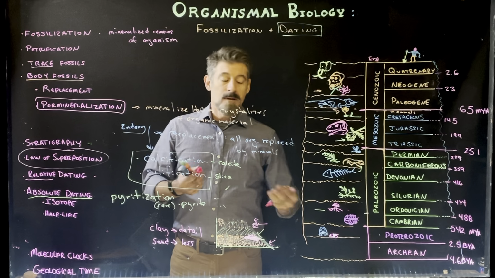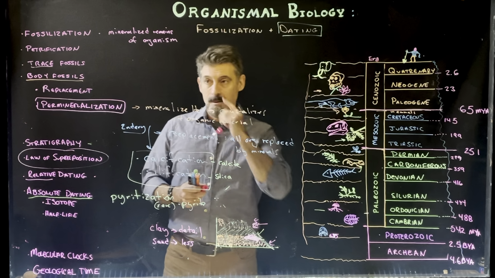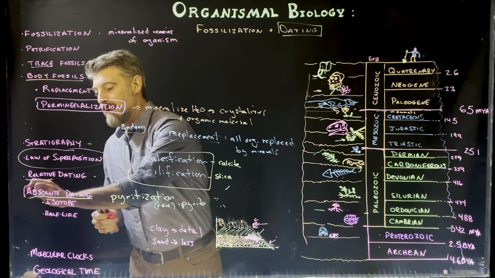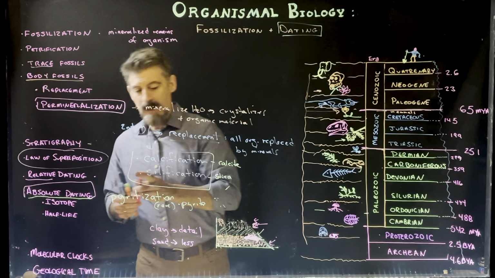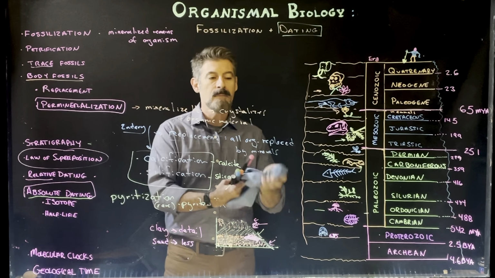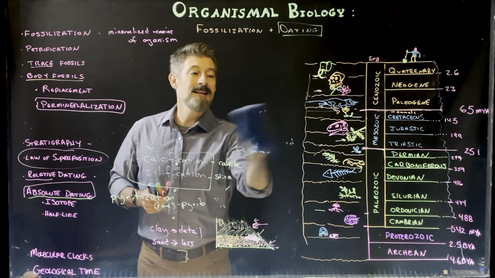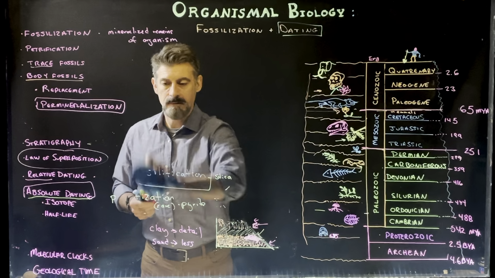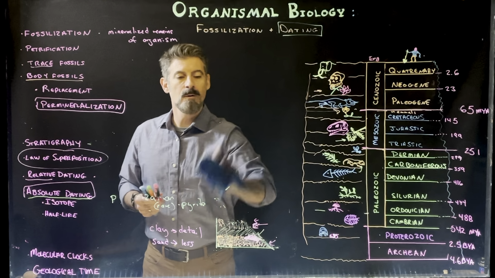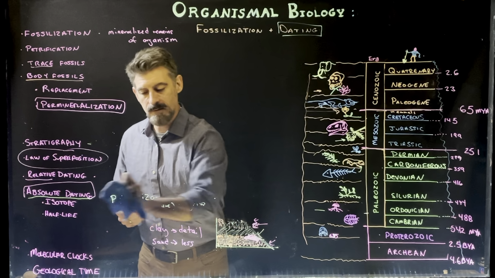But we want to know how old it actually is. So we do what's called absolute dating. Absolute dating is where we use radioactive isotopes to find out the age of either the fossil or the rock that the fossil was found in.